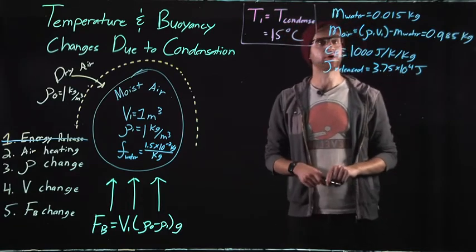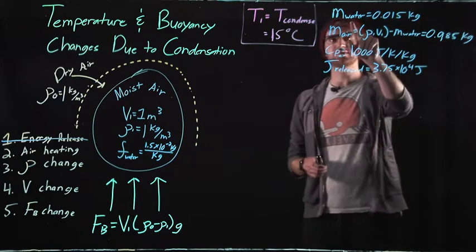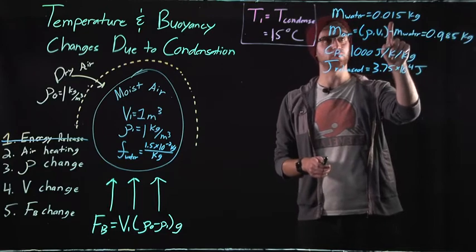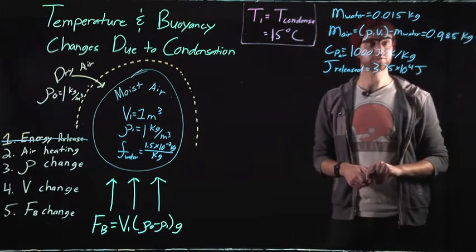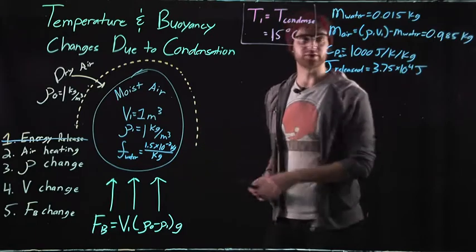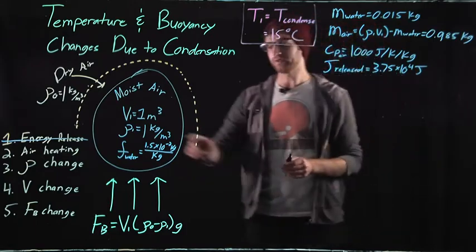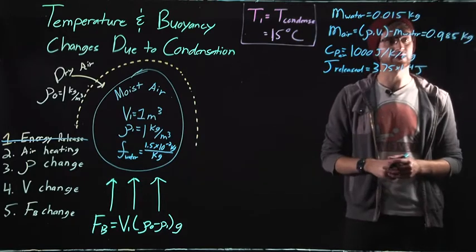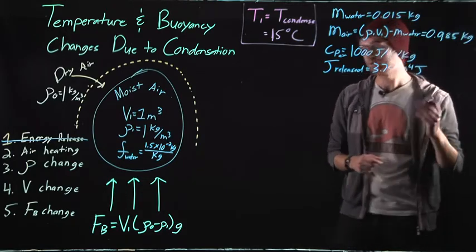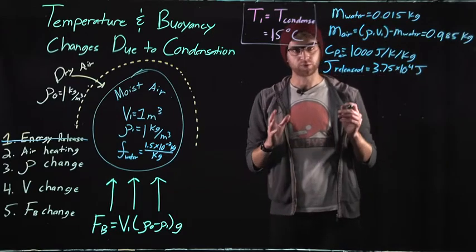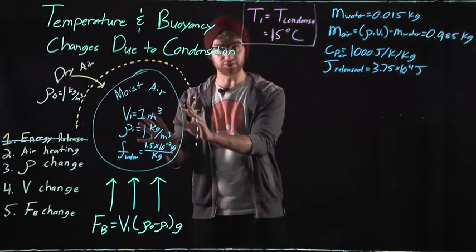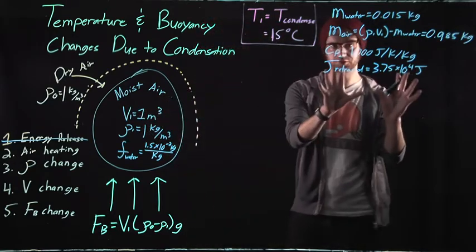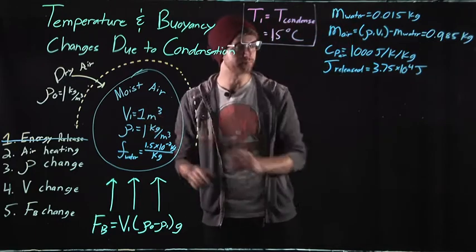We just calculated that the mass of the water released is 1.5 times 10 to the minus 2 kilograms, which means that the mass of the air in this parcel must be the difference between rho 1 V1 minus m water, which equals 0.985 kilograms. We want to figure out the delta T, or the change in temperature due to condensation, assuming that all the energy released goes into nothing more than heating the air.